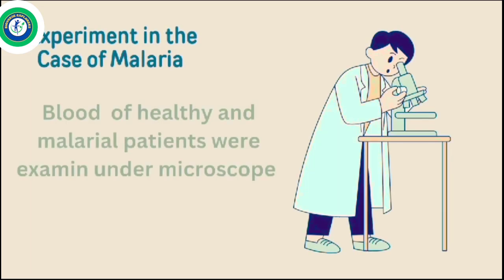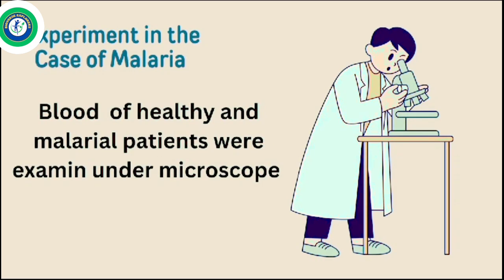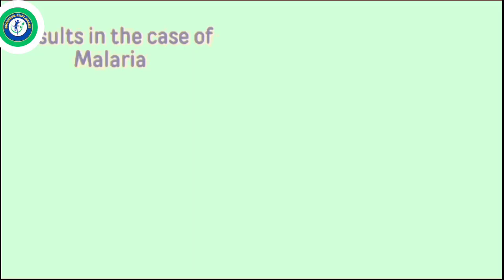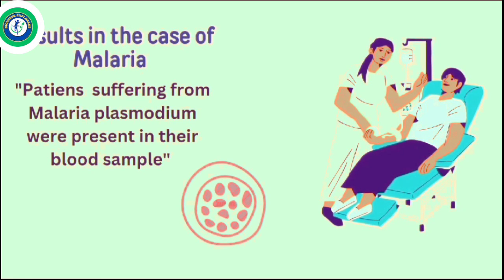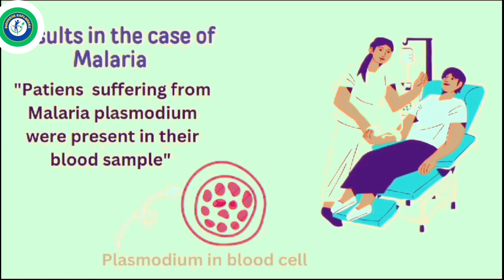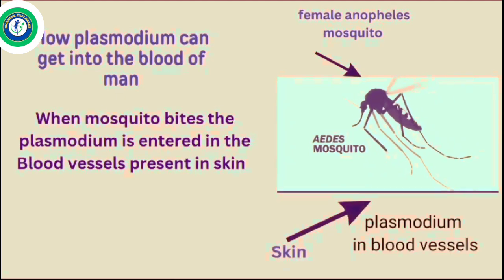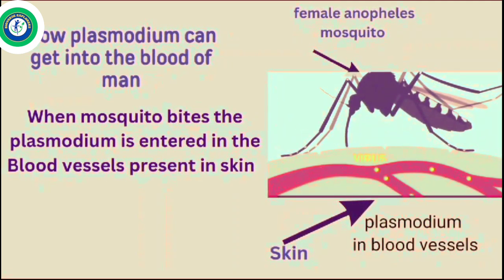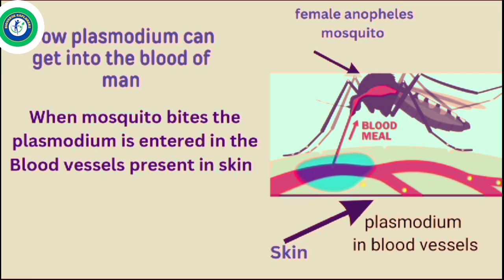Experiment in the case of malaria. Blood of healthy and malarial patients were examined under the microscope. Results in the case of malaria: in patients suffering from malaria, plasmodiums were present in their blood sample. How can plasmodium get into the blood of man? When a mosquito bites, the plasmodium enters the blood vessels present in the skin.